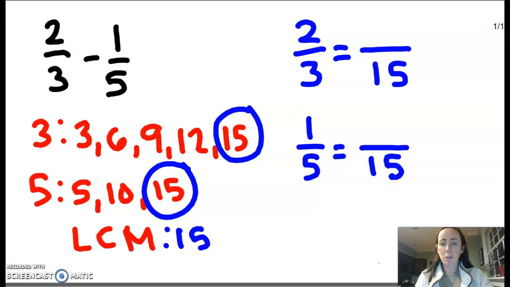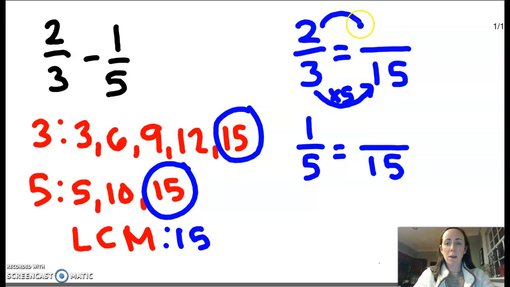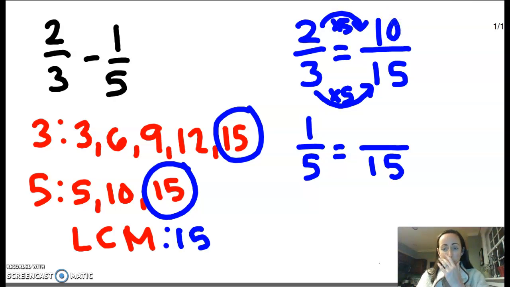So I'll start with 2/3. Like we did in the past, I always want to look at my denominators and think, what do I multiply 3 by to get to 15? So I know 3 times 5 gets me 15. Golden rule with fractions, whatever I do to my denominator, I need to do to my numerator. So I'm going to also multiply 2 times 5 to get me a numerator of 10.